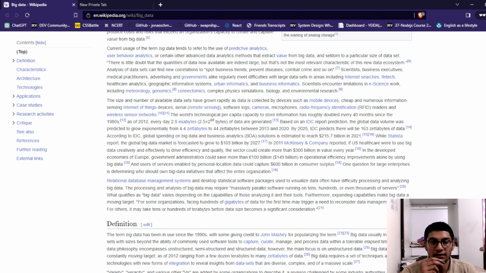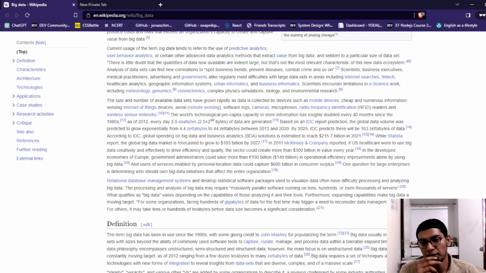One question for large enterprises is who should own big data initiatives that affect the entire organization. Relational database management systems and desktop statistical software packages used to visualize data often have difficulty processing and analyzing big data. The processing and analysis of big data may require massively parallel software running on tens, hundreds, or even thousands of servers. What qualifies as big data varies depending on the capabilities of those analyzing it and their tools.